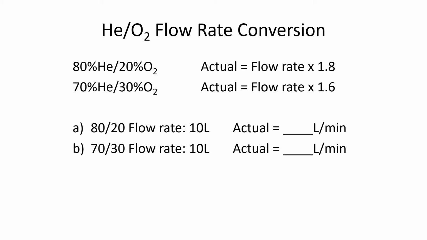Helium-oxygen flow rate conversion. So what's heavier, helium or oxygen? Helium's heavier? What do we fill blimps with? Helium, right? So helium has an atomic mass of 4, where oxygen O2 is like 32 grams. So definitely helium is a lot lighter. So sometimes we'll use a helium-oxygen mixture.